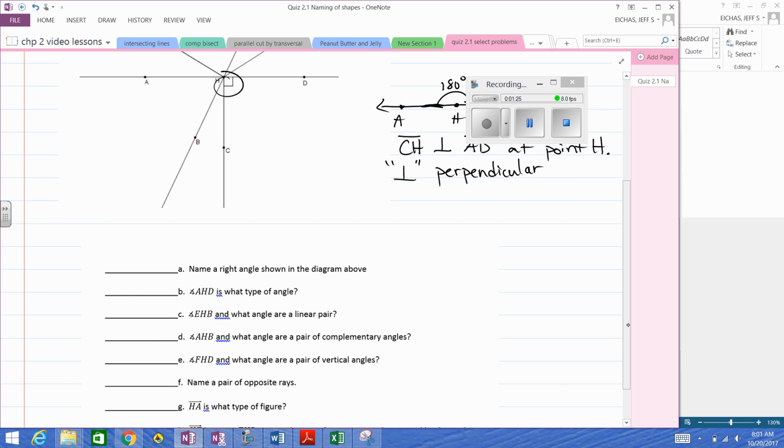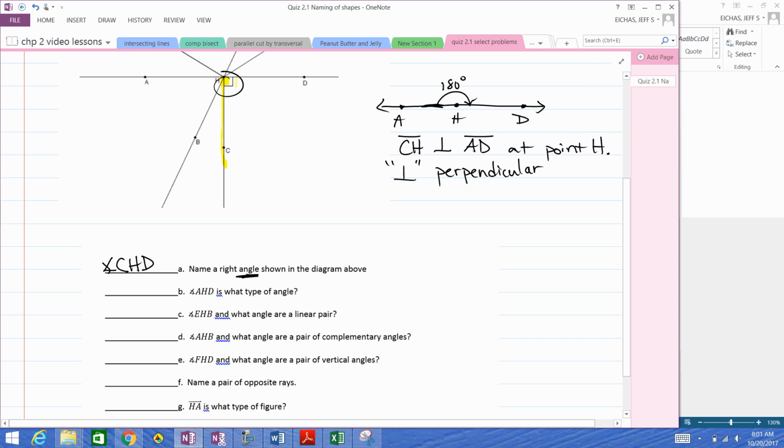So the first question was name a right angle shown in the diagram below. We had some trouble with angle. First, it's got to be this symbol, okay? The reason I put the little arc in there like this is I don't want you to confuse it with the less than symbol. So we have to use a three-letter path, C to H to D. Now, an equivalent, you could go D to H to C. So when we do that, here's what you got to understand. If we move from C to H to D, we've created that angle.